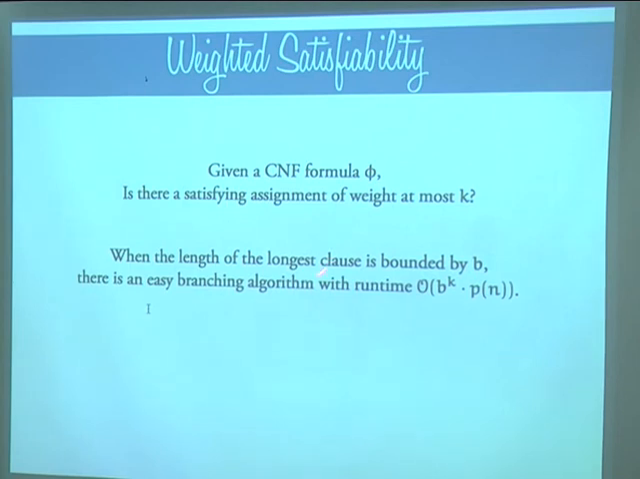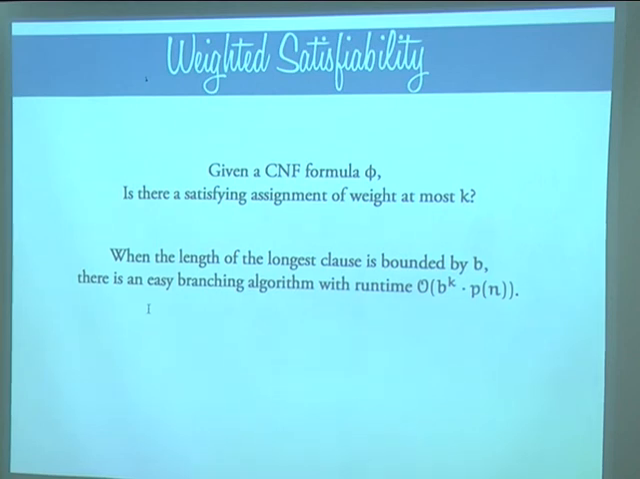Okay, so that gives you a simple b to the k algorithm, and so that immediately gives you a kernel of size b to the k, right. So a b to the k algorithm is something we saw in the first lecture, and so that implies the kernel of size b to the k was in the second lecture, okay, long ago.